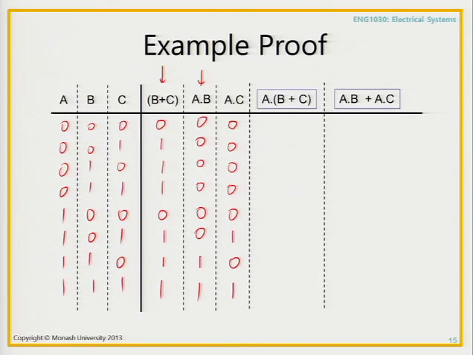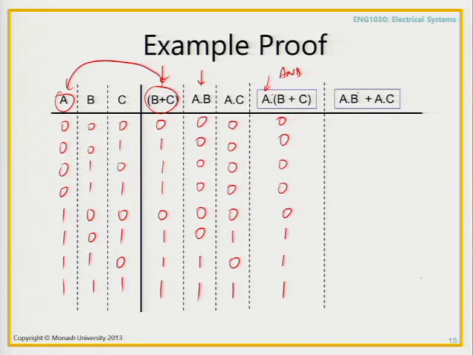Very good. Great. So now, what is A and B or C? So now you've got B or C here, and you've got A here. So what we need to do is look at these two columns and perform an AND operation between them, right? So what is A and B or C for this row? 0, 0, 0, 0, 0, 1, 1, 1.